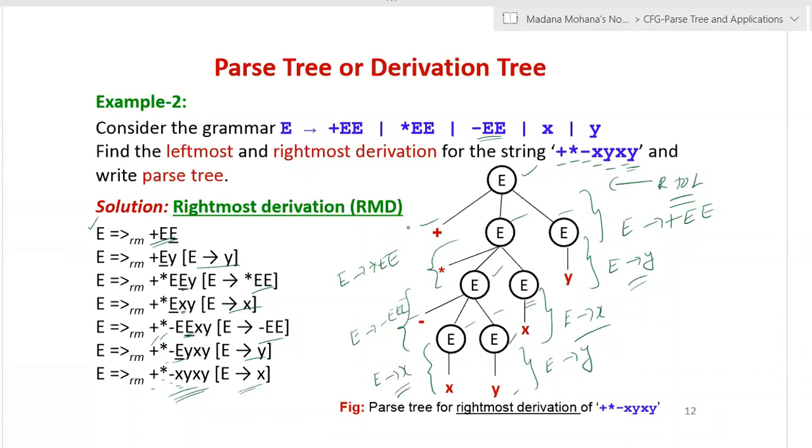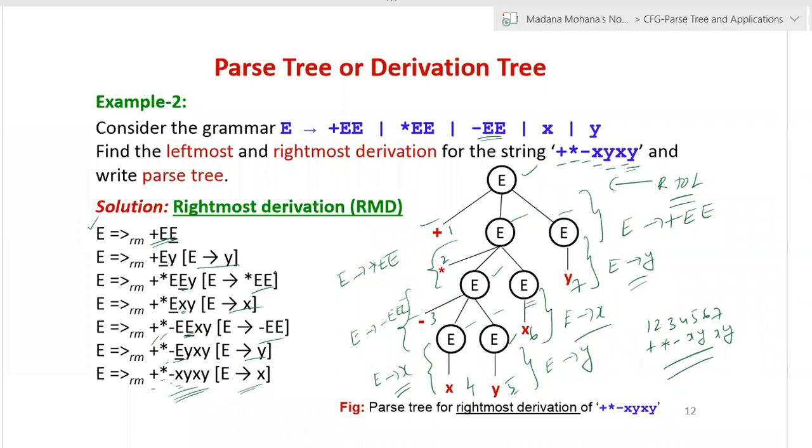Now you can take the leaf nodes from left to right, excluding null if any null is there. You can first give the numbering. This is 1, this is 2, then this is 3, this is 4, this is 5, this is 6, this is 7. Now you can write in order the leaf nodes 1, 2, 3, 4, 5, 6, 7. The first one is plus, second one is into, third one is minus, fourth one is x, fifth one is y, sixth one is x, seventh one is y. Now you can see this is our required string using rightmost derivation. So this is the derivation or parse tree for the corresponding rightmost derivation.